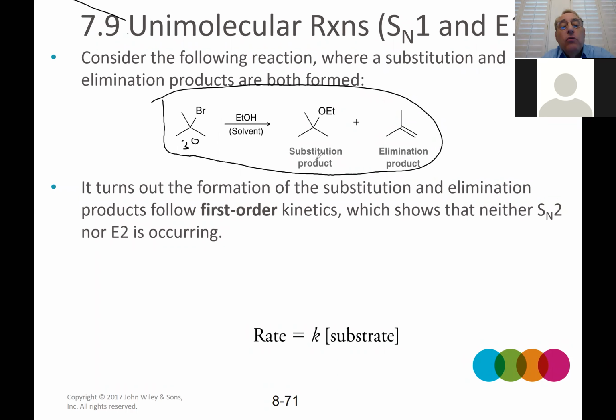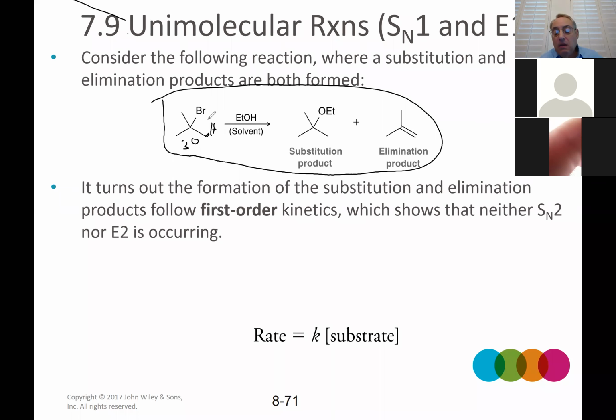You get a substitution product where the ethanol replaced the bromine. Notice the oxygen of the ethanol loses an H+. We also get a product of an elimination, an alkene, that results from removing this beta hydrogen and kicking out the leaving group. It turns out that in these reactions, the kinetics are not second order. The kinetics are first order.